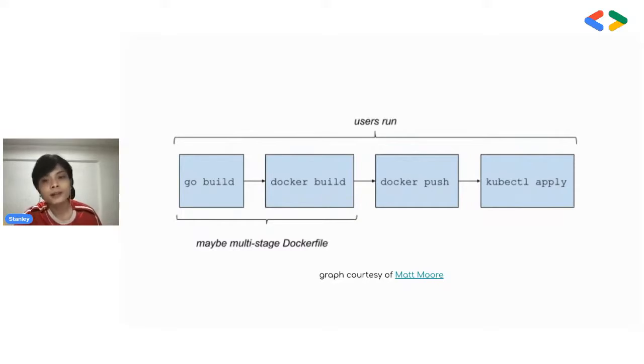This is a basic process for Dockerizing a Go application and deploying it into a Kubernetes cluster, which involves compiling the binary, building the Docker image, publishing the image to Docker Hub or whichever repository you are using, and finally applying the deployment to your Kubernetes cluster.